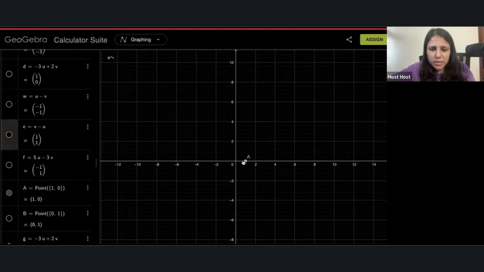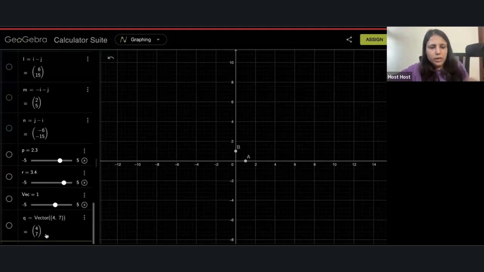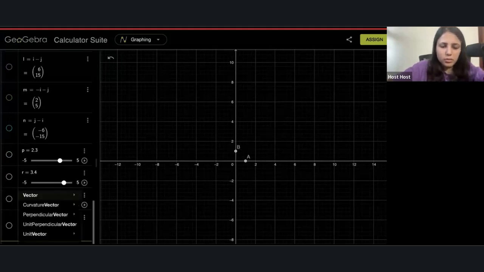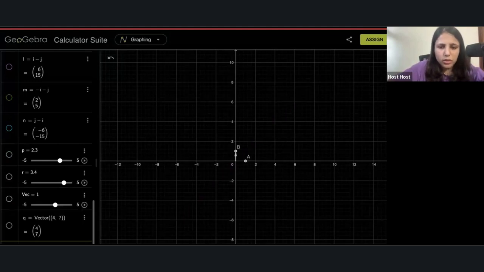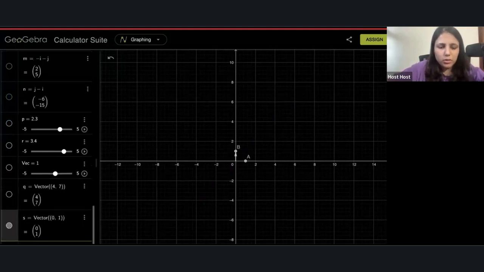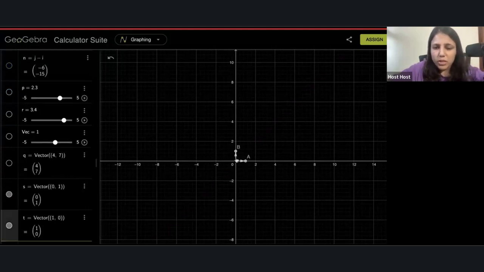So this is basically the point corresponding to (1, 0), right? And this is the point corresponding to (0, 1). Fine. I can also draw vectors corresponding to that. I can say vector (0, 1), and I can also say vector (1, 0). Fine. So these are the two vectors, right?